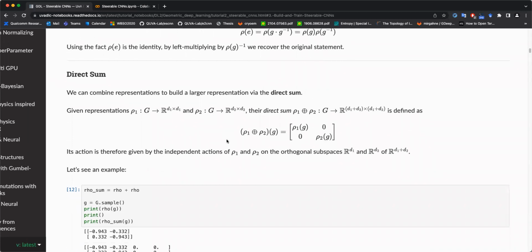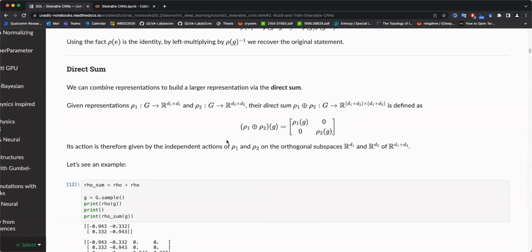Okay, now we introduce another tool that we can use to build more complex representations. Because so far we looked at two very simple representations that are maybe not super interesting, but we can build more complex and larger representations by combining two smaller representations. This operation is called direct sum. So given a representation rho 1 of dimension d1 and a representation rho 2 of dimension d2, we can now build a bigger representation of dimension d1 plus d2 by just stacking them on top of each other.